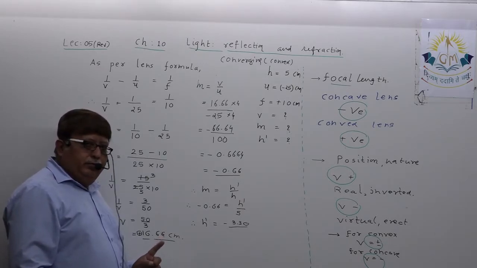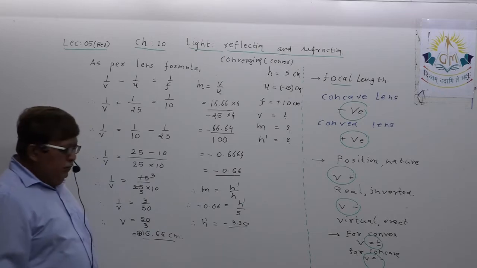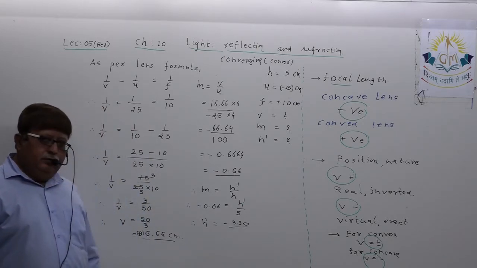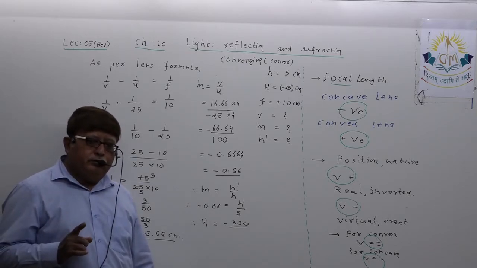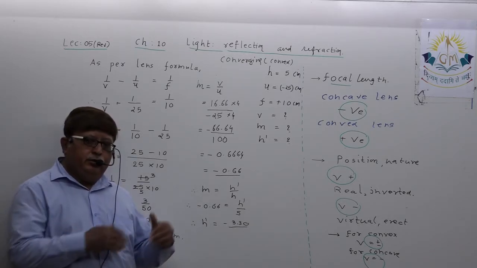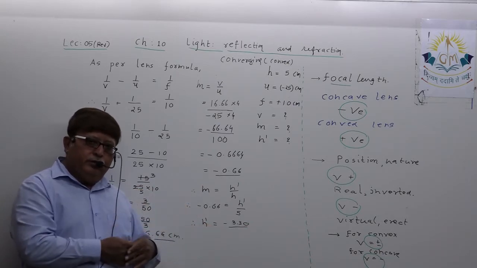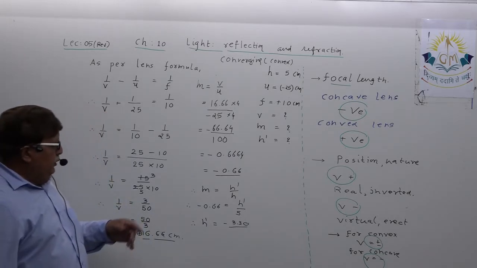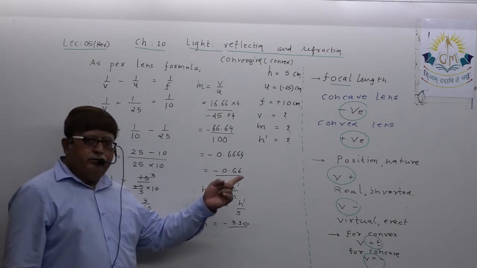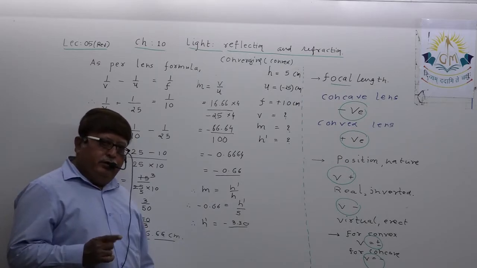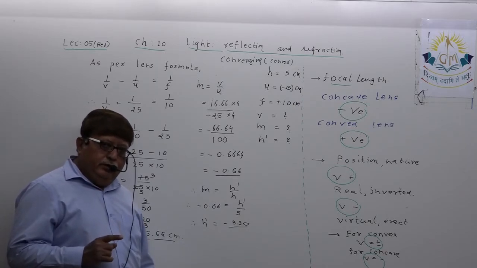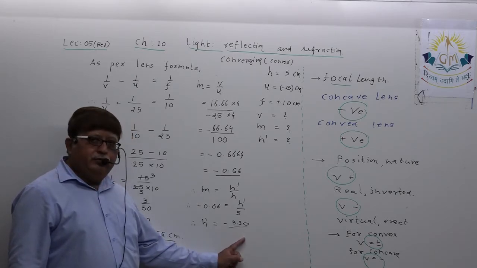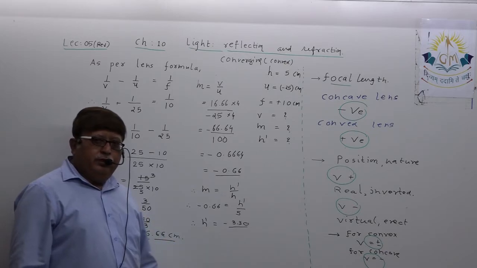That means your first answer: image is obtained at a distance of 16.66 centimeter on the other side of the lens. Next statement: V positive means image is real, inverted and of size 3.30 centimeter.